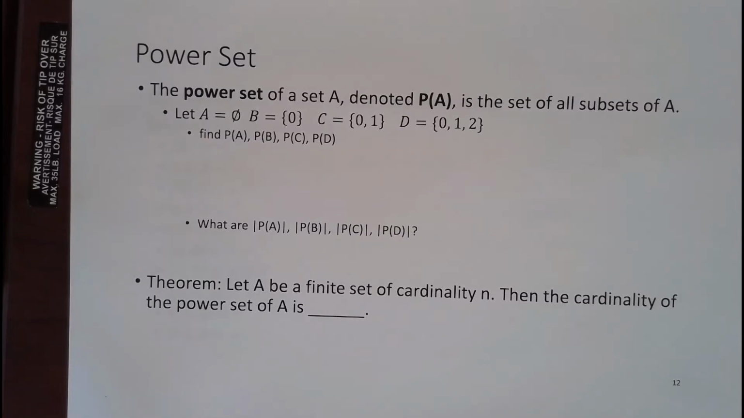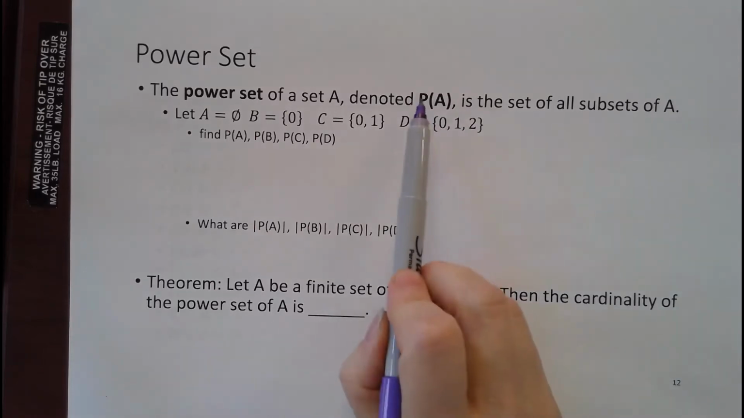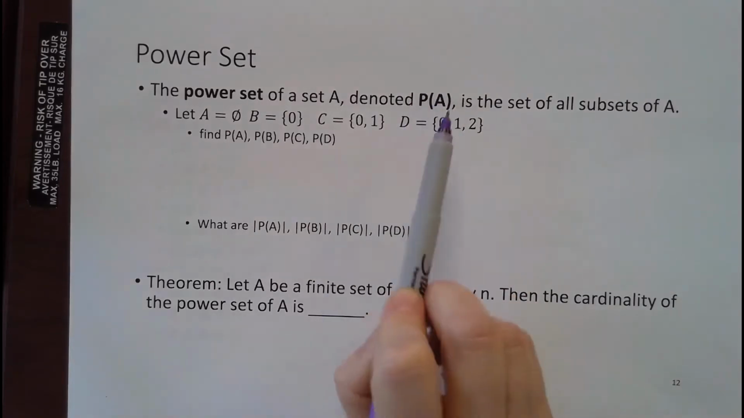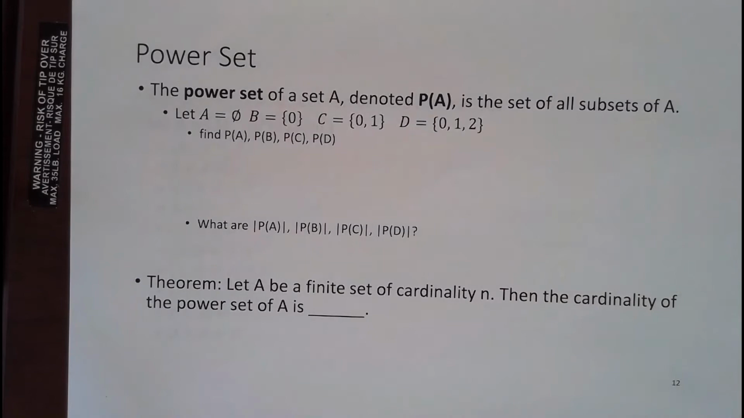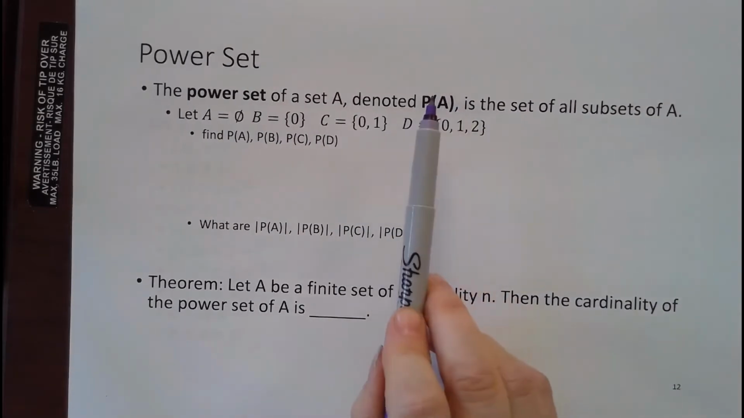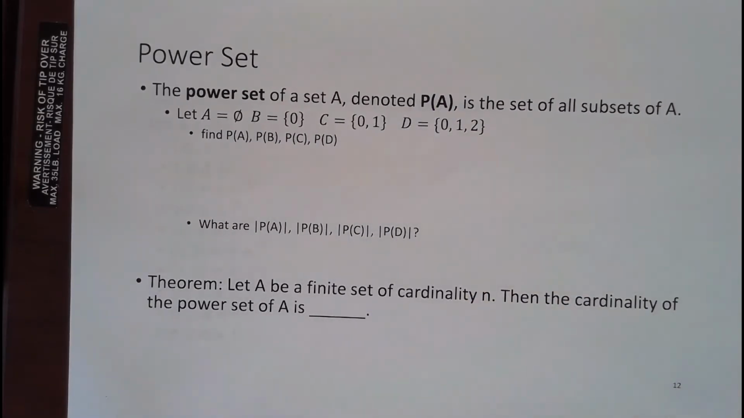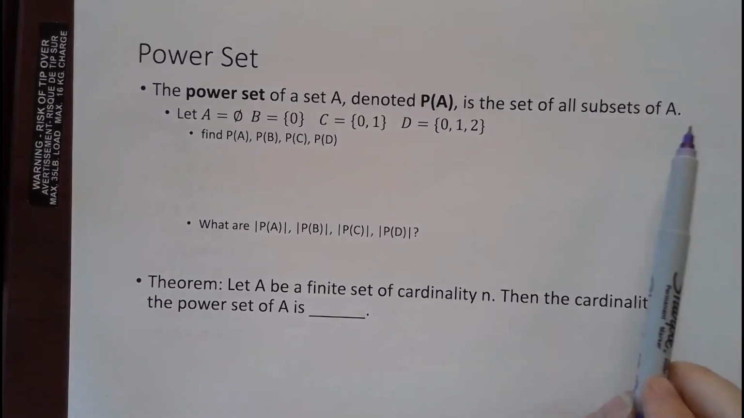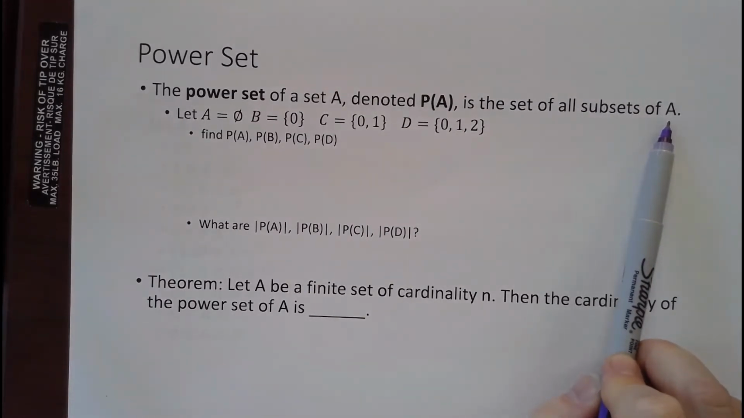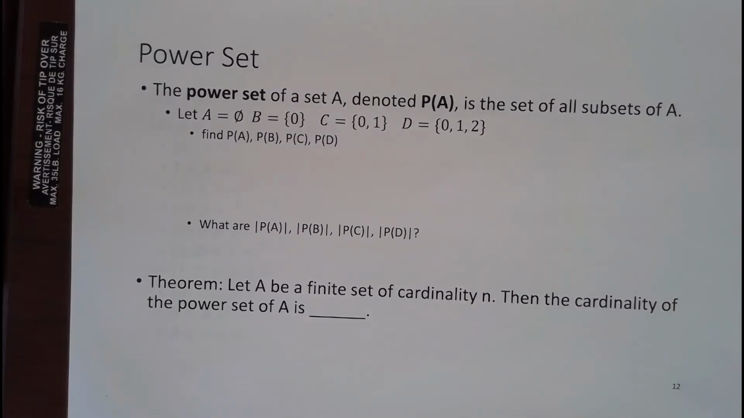Next, we have the concept of a power set. The power set of a set is denoted with a capital P, and then in parentheses, you put the set that you're trying to take the power set of. So this notation right here means the power set of A. It is the set of all possible subsets you could make with elements from A. Okay. So let's go through some examples.